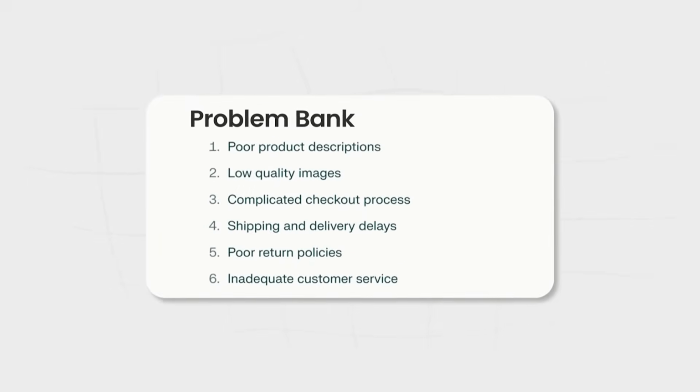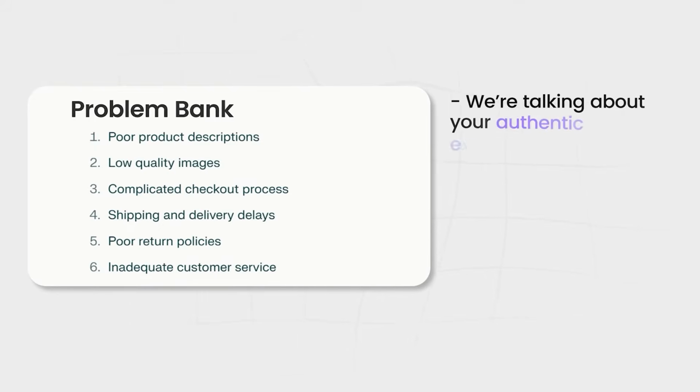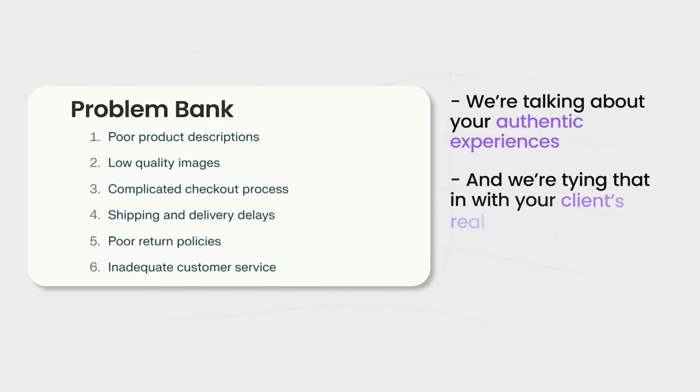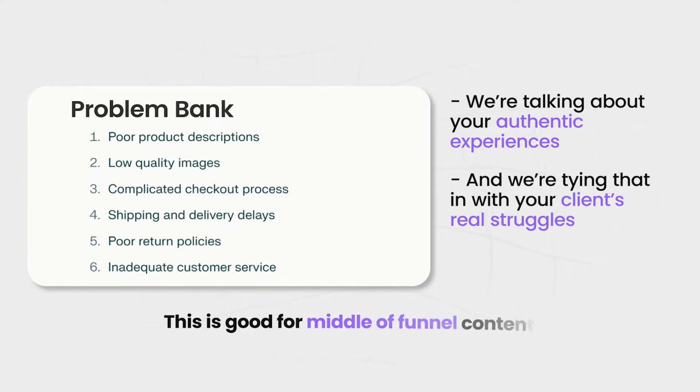When you're looking at content that's already worked and then adapting it to your audience, often this is top of funnel content. This is carousels, infographics, and things that can appeal to everyone in your target audience. So when we're using our problem bank, we're going a bit deeper. We're talking about your authentic experiences and we're tying that in with your client's real struggles. And so this is good for middle of funnel content. The problem bank content is probably not going to get you as many new followers as using trending content and adapting it to your audience. But that's okay, because you're trying to build a deeper relationship and trying to build trust. But you can use both these methods together to never run out of content ideas and never have to be creative again.